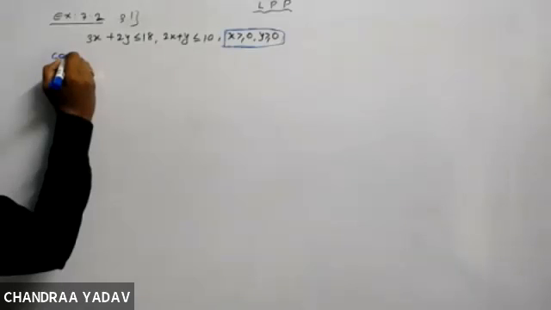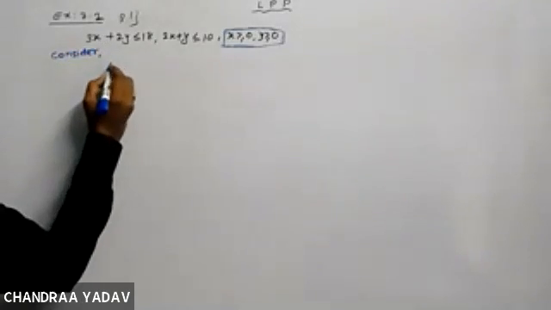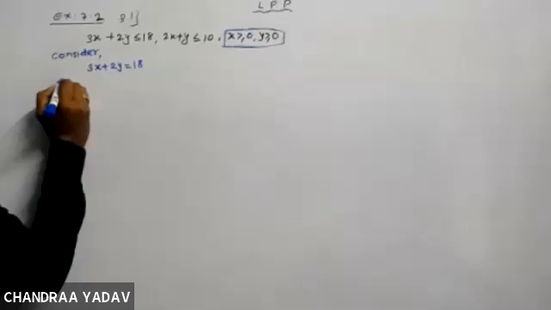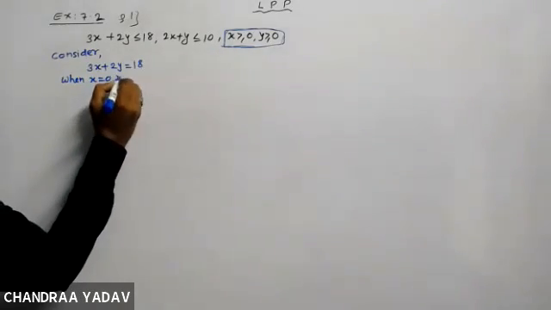Consider 3x plus 2y equals 18. Just a minute. So you are comfortable with this tabular method? Okay. Consider 3x plus 2y equal to 18. When x is equal to 0, y is 9. Very good.